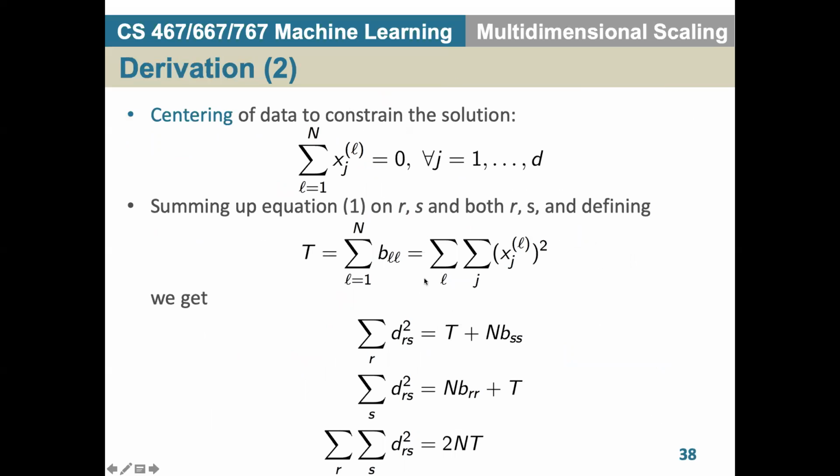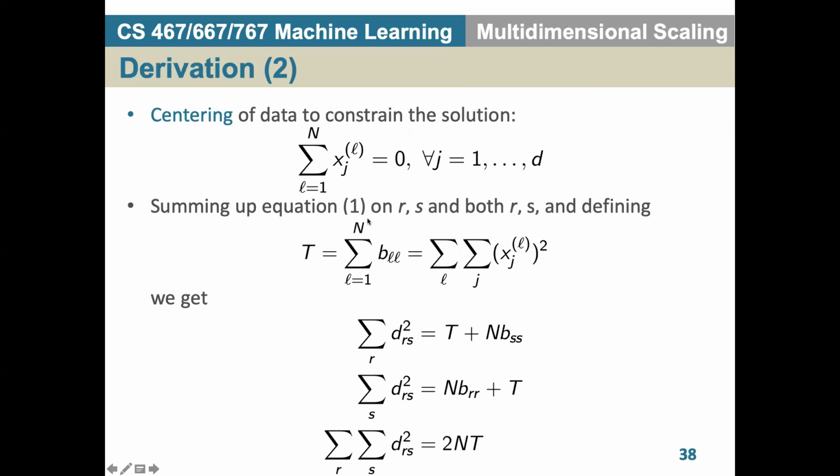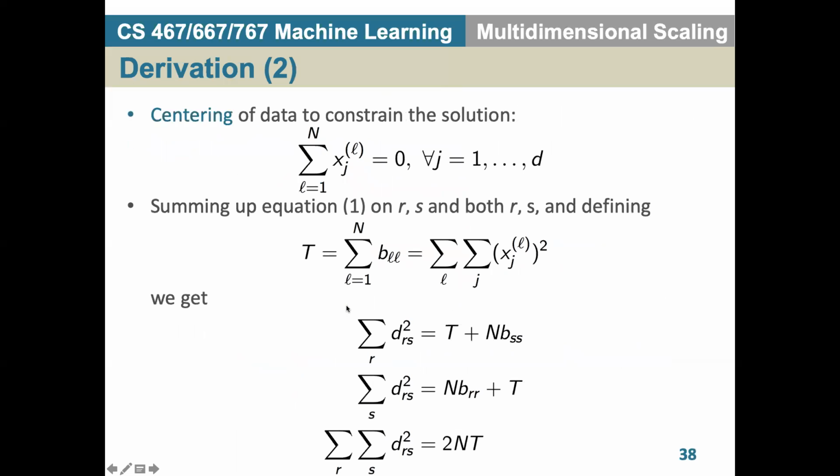So when our data is centered and we sum equation 1, remember the left-hand side we sum by R. The right-hand side is the sum by R of B_R. We assume this is T, so you have B11 plus B22 plus B33 plus up to BNN. It's T. So this part is T.